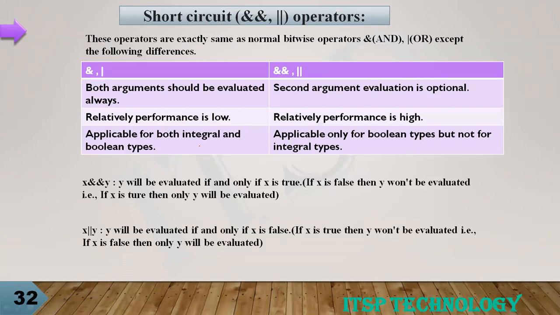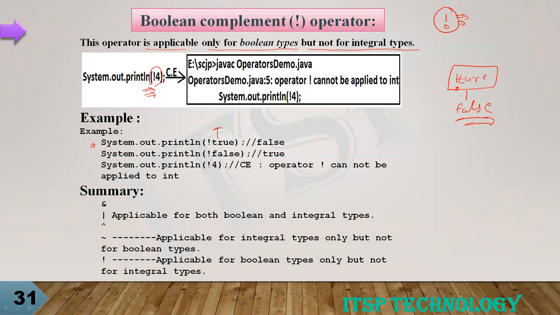Okay. Now next, some conclusion, a summary about this. It matters. Okay, summary. This is important. So, summary related to AND: both operands are true. Like the two arguments in the method, if both arguments are true, then output will become true. If any is false, then output will become false. OR is applicable for both Boolean and integral types.